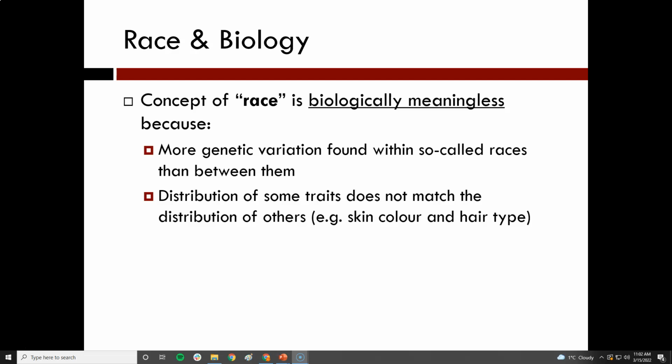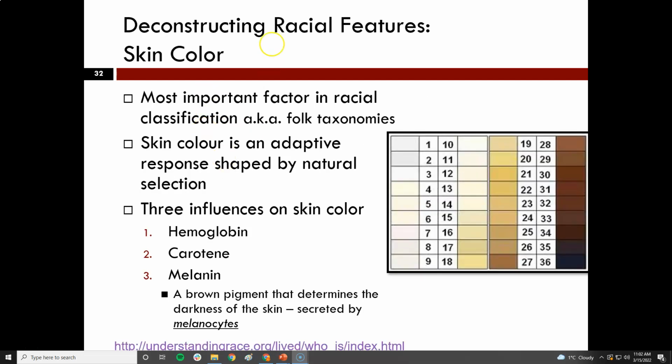So, for example, another trait that was often used in early racial classification systems was hair type. And while we may see some correlations between certain skin colors and certain hair types, it's not consistent, and it doesn't always match each other the way it should if biological race, if these discrete units actually existed, which they don't.